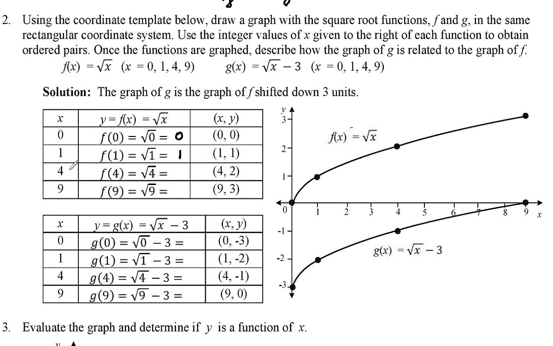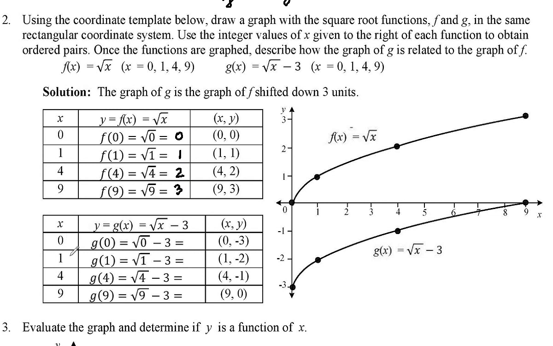And then x is 4, so f of 4 is square root of 4, which is 2. So x is 4, y is 2, 4 comma 2 there. If x is 9, f of 9 is square root of 9, which is 3. So we get x is 9, y is 3, 9 comma 3 there. And then I did the same thing down here with the function g of x is root x minus 3. It's just subtracting 3 from each one of these y values up here.